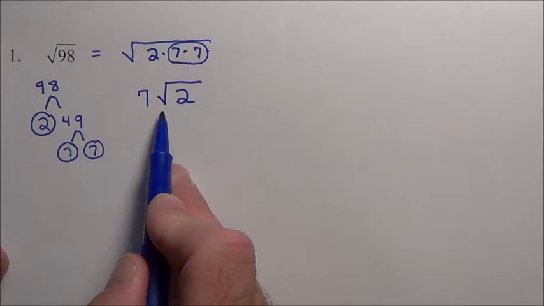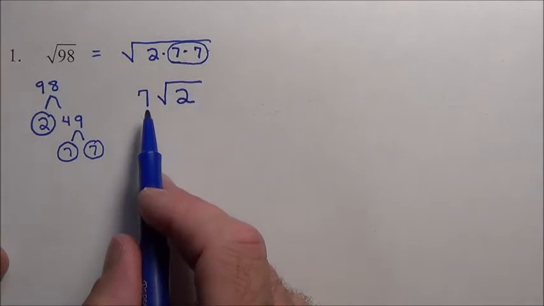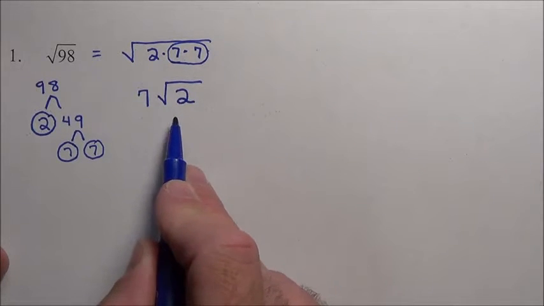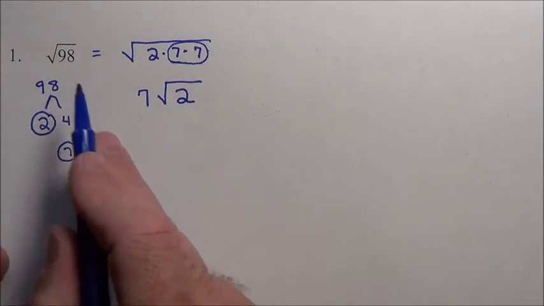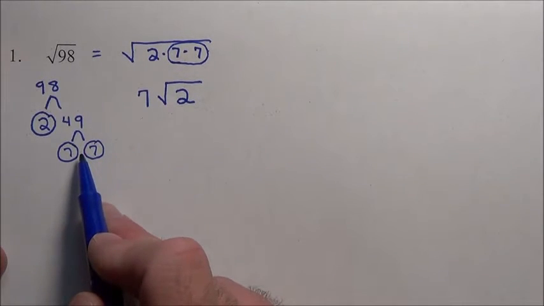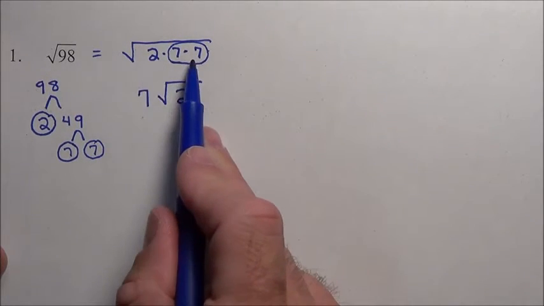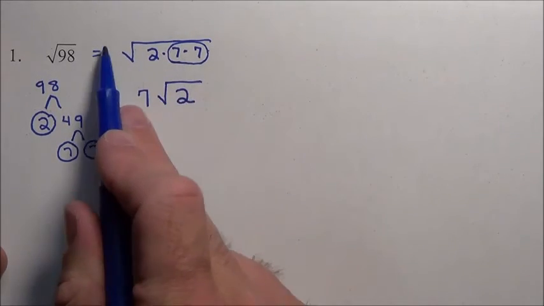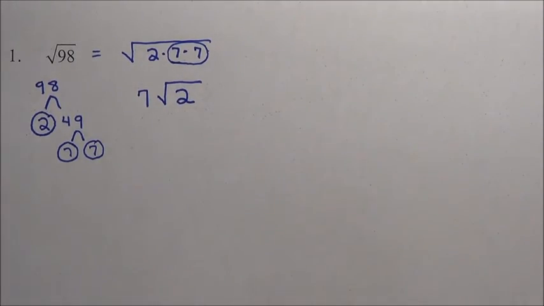That and that are exactly the same. This is like simplifying fractions. We don't like it written this way. We prefer it written this way in simplest terms. Square root of 98 in simplest terms is 7 root 2. You're simply breaking it down with a factor tree, and then you're finding what pairs you have and bringing them out. Pair of 7, so a 7 comes out to the outside. There's problem 1.